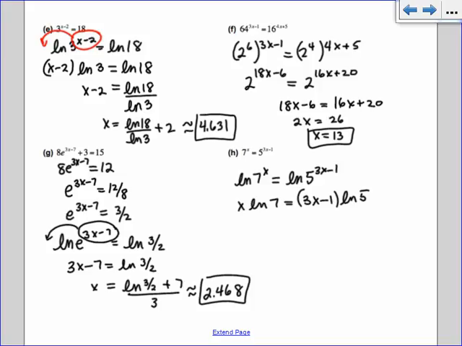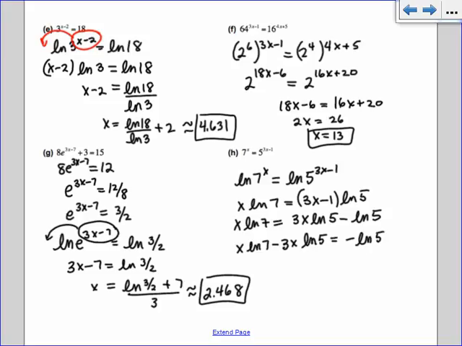Yeah, you can divide either natural log over. It doesn't matter which one. I'm going to distribute. So I'm going to have x times natural log of 7 equals 3x times natural log of 5 minus natural log of 5. These ones are weird. So I usually distribute. And since I'm solving for x, I get all of my x's on one side. Okay, so it doesn't matter which side. I would probably get them on the left side. So I'm going to have x natural log of 7 minus 3x natural log of 5 equals negative natural log of 5.